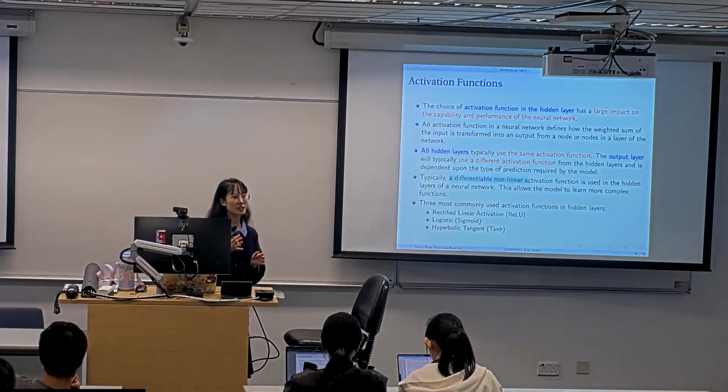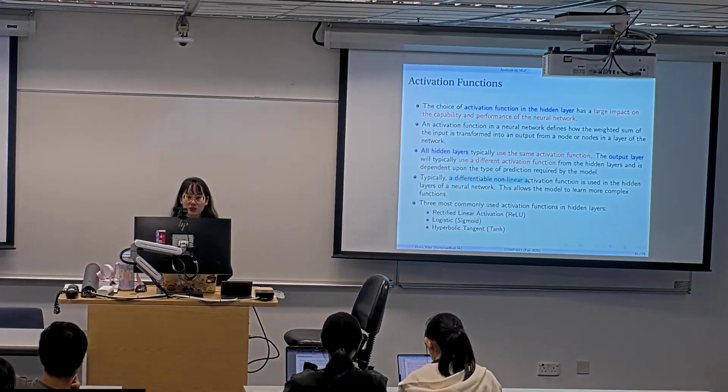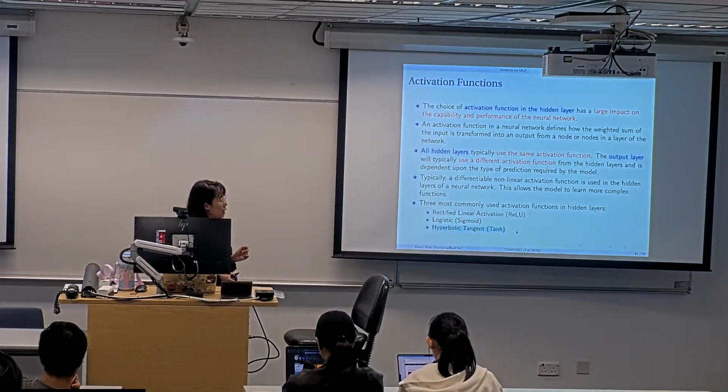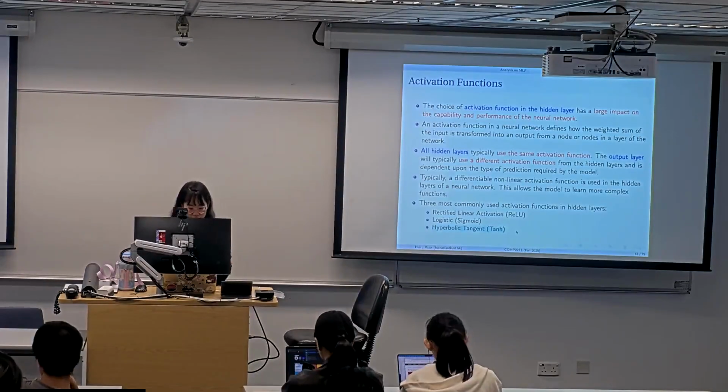Non-linear because we need the non-linearity of the activation function to make our neural network capable of dealing with complex data, the non-linearly separable data. This allows the model to learn more complex functions. There are three commonly used activation functions in hidden layers. ReLU, we already learned, and sigmoid, we also learned. So here is a new activation function we can use, called hyperbolic tangent, or tanh.